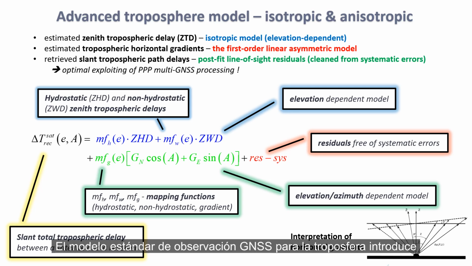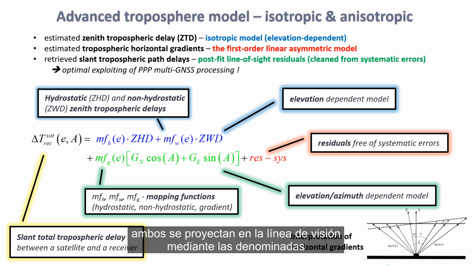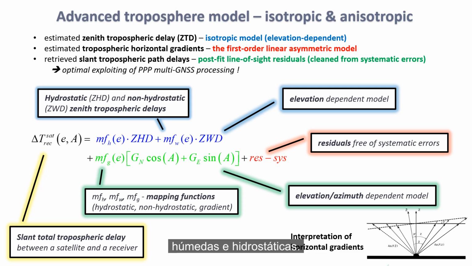The standard observation model for the troposphere introduces the zenith tropospheric delay, ZTD, parameter, which consists of hydrostatic and wet contributions. Both are projected into the line of sight by the so-called mapping functions. An extended model adds horizontal linear gradients along with ZTDs. However, for gradients, wet and hydrostatic contributions are combined.